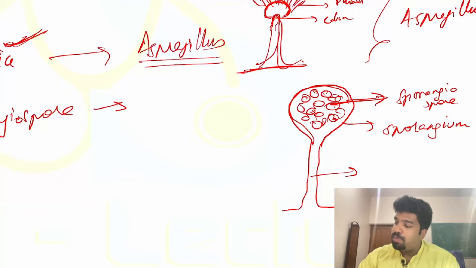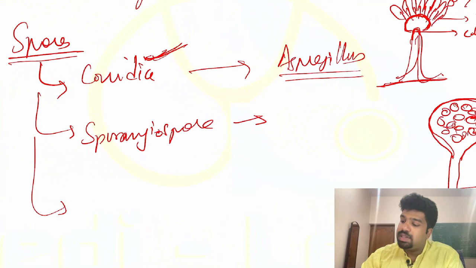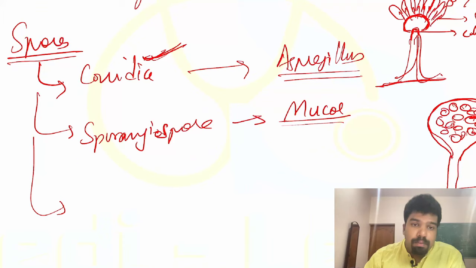These sporangiospores are important because they are the ones that get inhaled in Mucor. So what is inhaled in Mucor is sporangiospore. What is inhaled in Aspergillus? Conidia. What is present in Candida? Conidia only. It can be called conidia or blastospore.